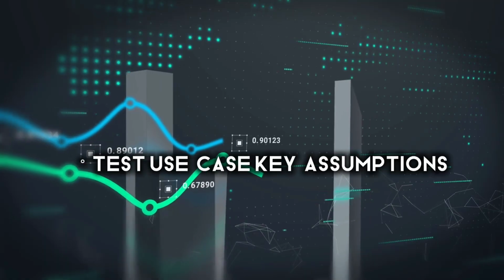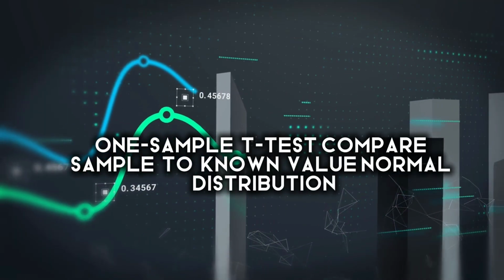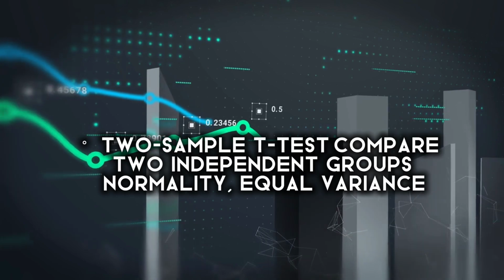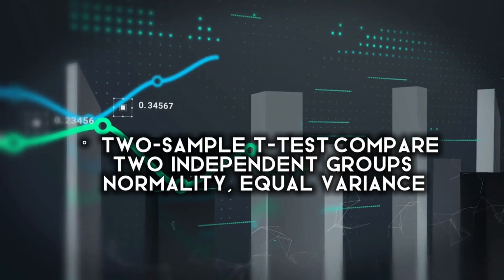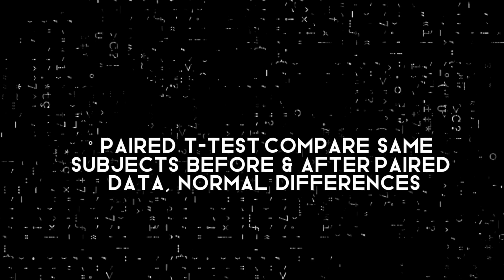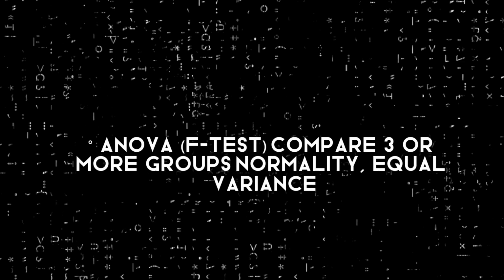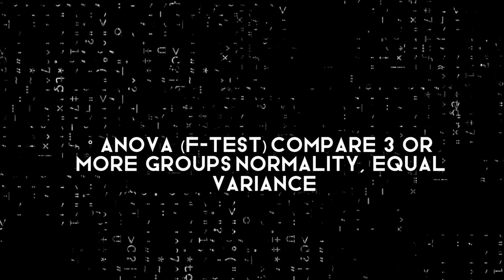Summary table. Test, use case, key assumptions. One sample t-test: compare sample to known value, normal distribution. Two sample t-test: compare two independent groups, normality, equal variance. Paired t-test: compare same subjects before and after, paired data, normal differences. ANOVA F-test: compare 3 or more groups, normality, equal variance.